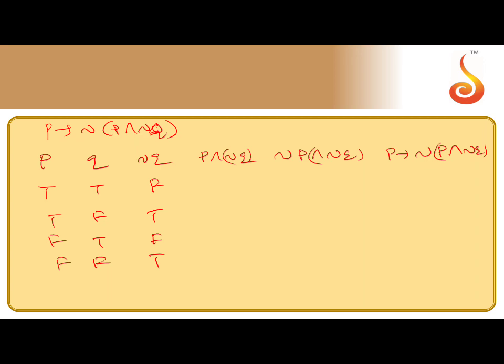So P and negation of Q, these two combined. What is the AND statement? It means both are true, then true. Otherwise it is false. P true and negation of Q true, it is true. Otherwise false. So TF gives F, TT gives T, FF gives F, FT gives F. This is over. And negation of this one is T, F, T, T. You got it here.